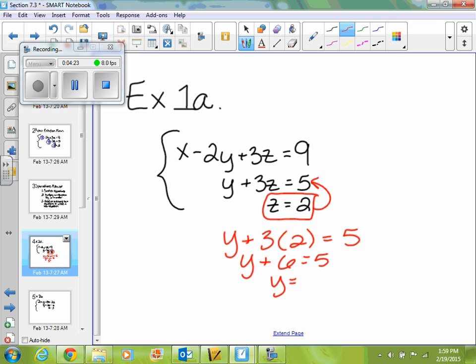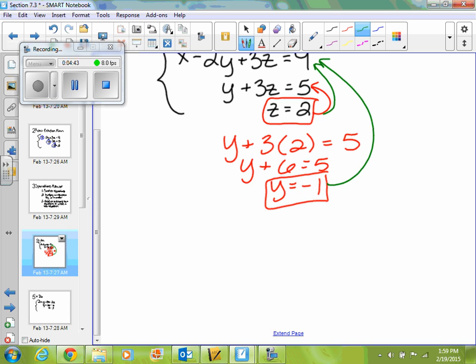And what does that tell me y equals then? Negative 1. And you back substitute both into the top one. Yep. So once you have your y, then you need to back substitute both y and z into your top equation to solve for x.